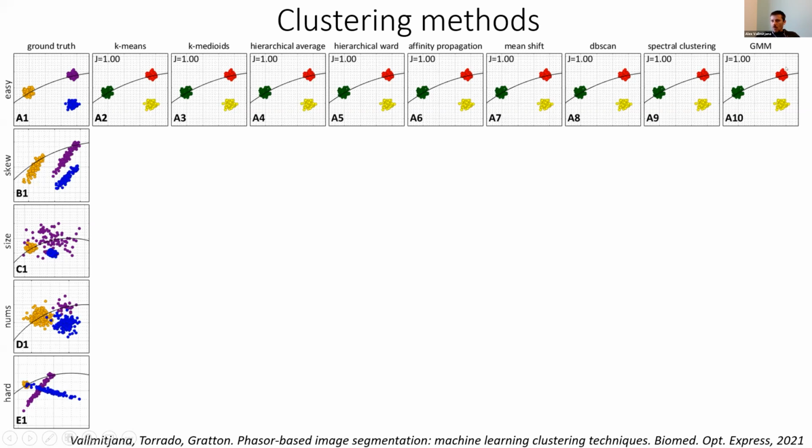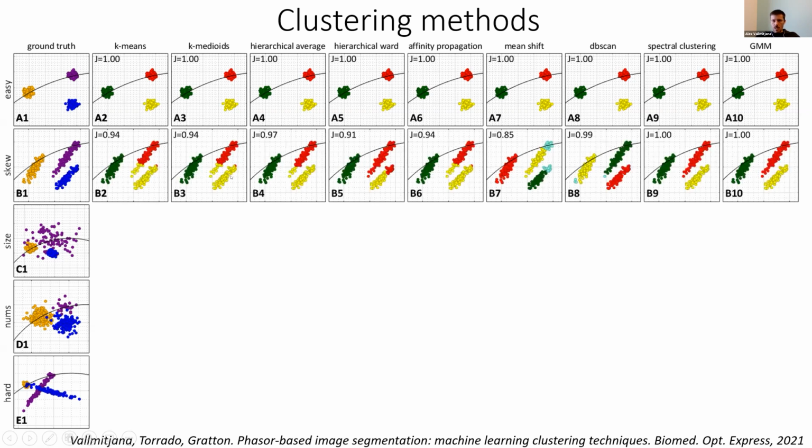And the one that I'm trying to make the case is the best for phasor data, which is Gaussian mixture models, is the last one in the last column. So, okay, if the data is easy, they all succeed, right? It's perfect assignment for all of them. The number up here is the Jaccard index. It's unity when all the points are well assigned, and it goes below unity when they start to mess up.